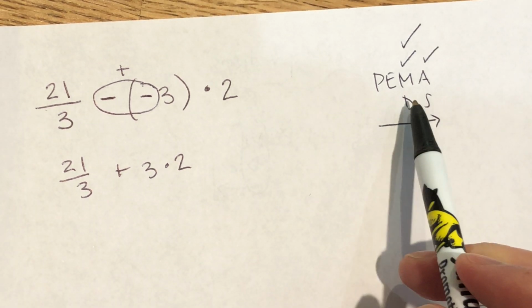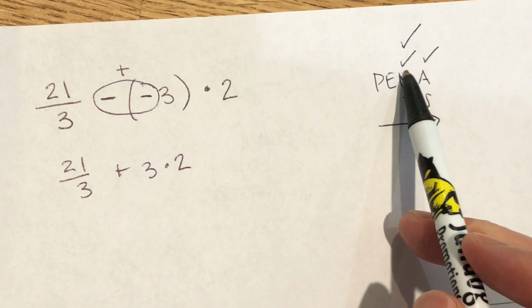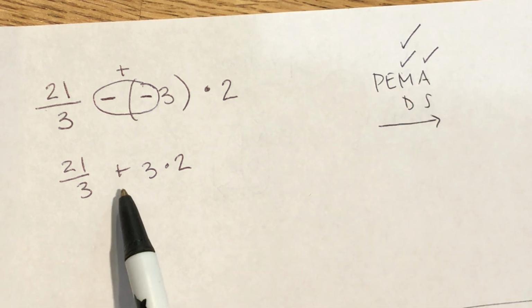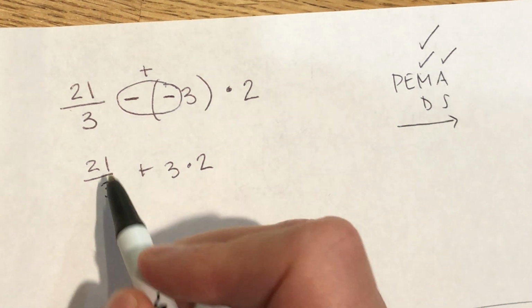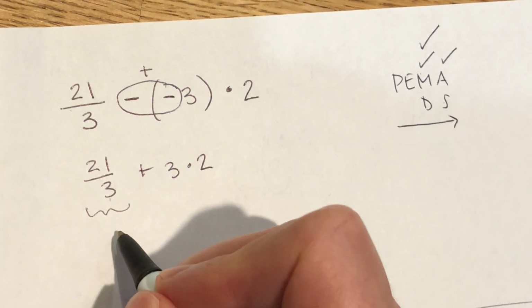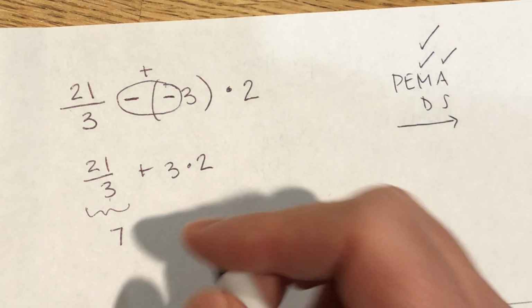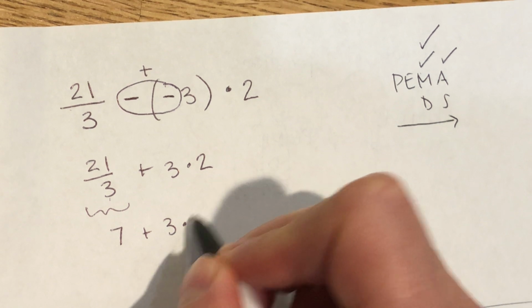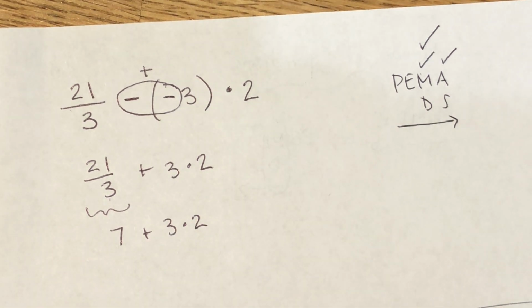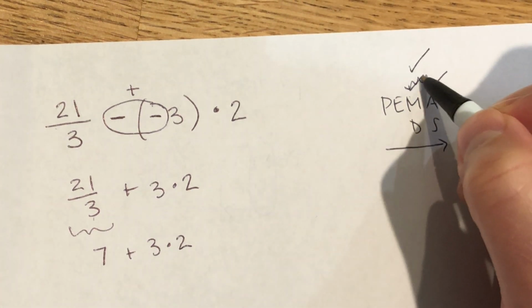So in terms of our order of operations, we have to take care of multiplication and division first, and then the addition piece will be done last. So 21 divided by 3 gives us 7. So this now simplifies to 7 plus 3 times 2. So we took care of our division.